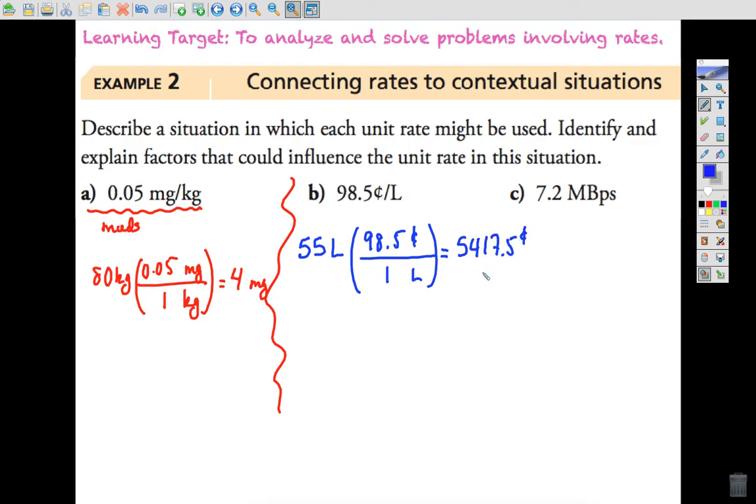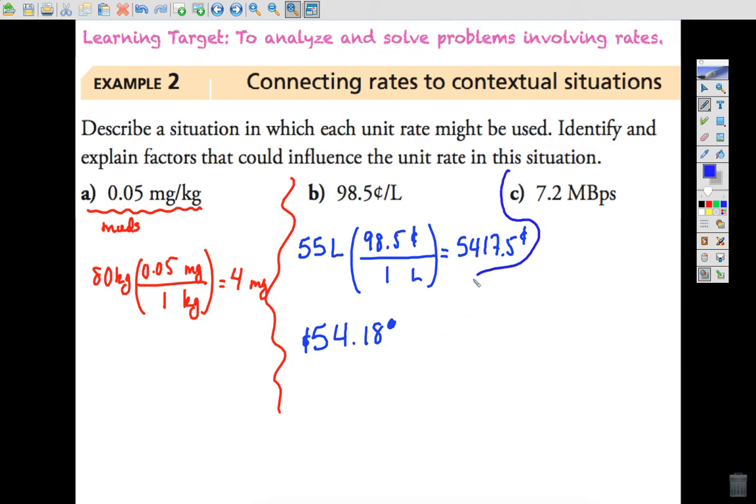For a more applicable situation, you could change that to dollars, dividing through by 100. You get $54, and basically let's round to 18 cents. Okay, so that's what you would end up paying to fill up your gas tank.